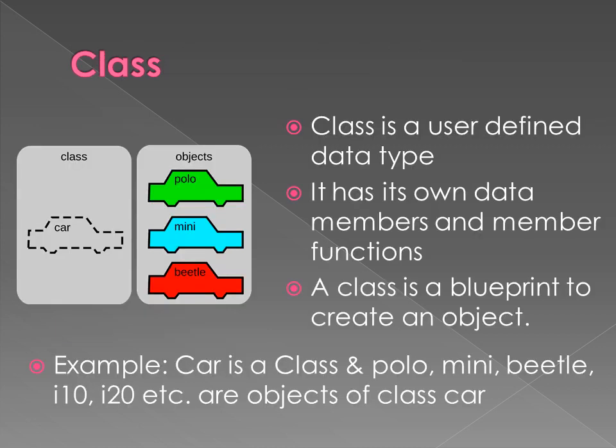Class. Class is a user-defined data type. This means that the user can create a data type according to his needs. For example, if a user wants to work with student data, he will create a student class. And if he wants to work with teacher's data, he will create a teacher class. Class has its own data members and member functions. This means that the class or user-defined data type the user creates will have its own data members, that is variables, and member functions to manipulate these data variables.